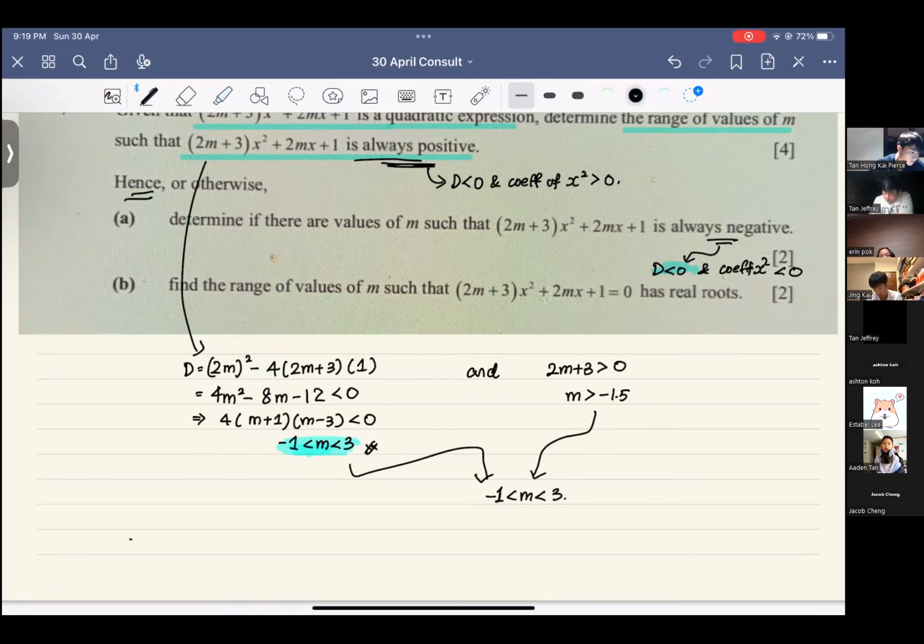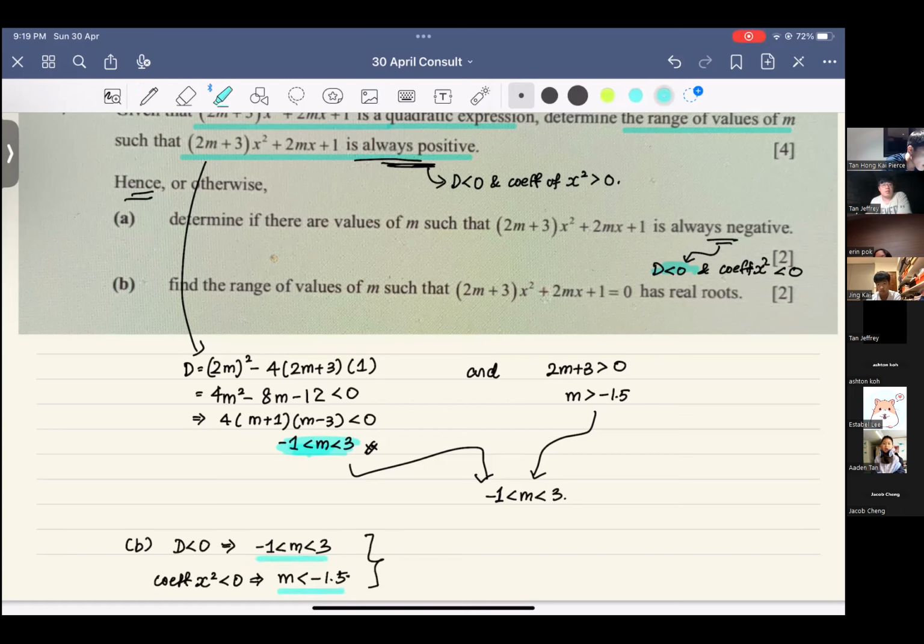So for this one, if you need discriminant less than 0, that tells you that m is between negative 1 and 3. Now, if you need coefficient of x squared to be less than 0, that tells you that in reverse, m must be less than negative 1.5. Correct? So if I take the intersection of these two, I want my answer to fulfill m between negative 1 and 3 and less than negative 1.5. There's no answer. There's no intersection that can fulfill this.